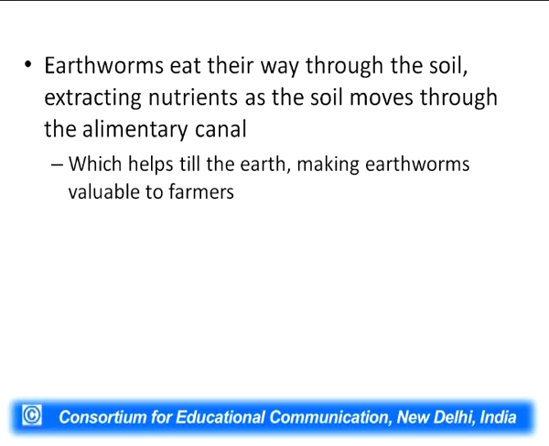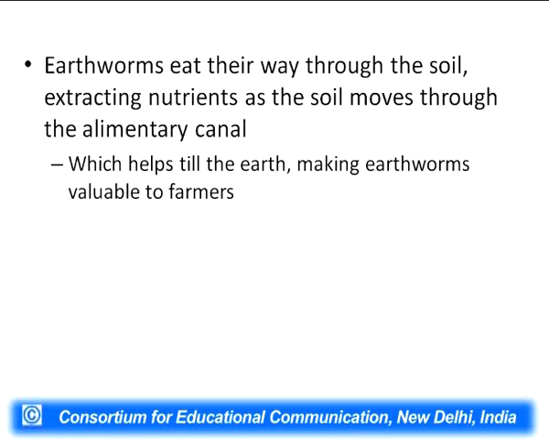In case of oligochaetes, the earthworms, they eat their way through the soil. They are the burrowing ones which burrow in the soil, and they help the farmer generally by this habit of burrowing and eating the soil.